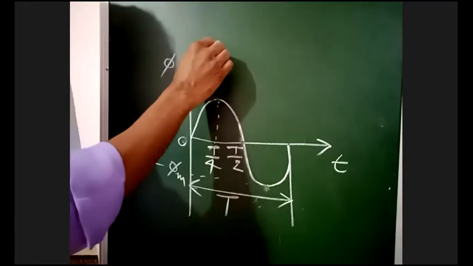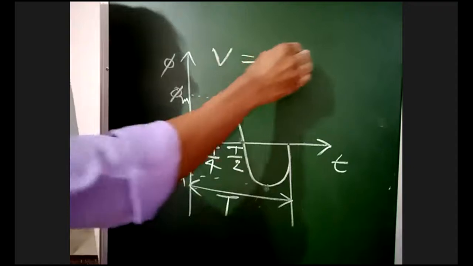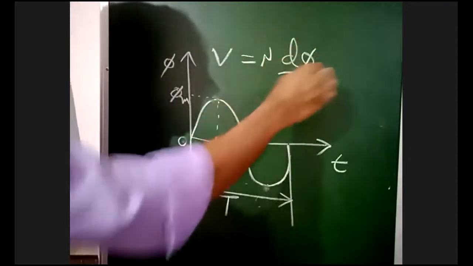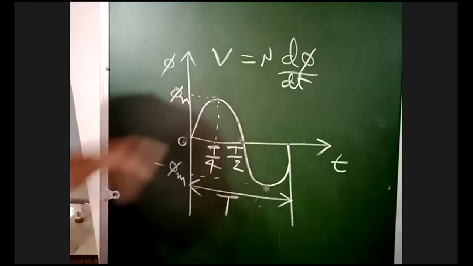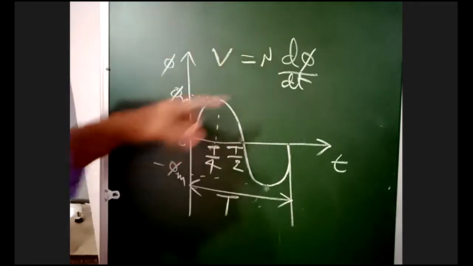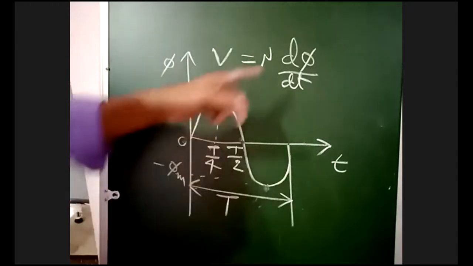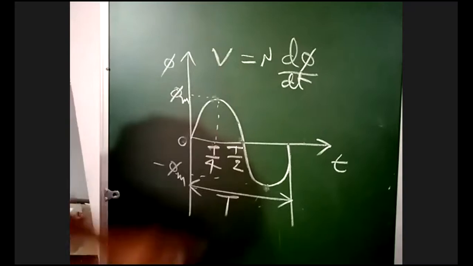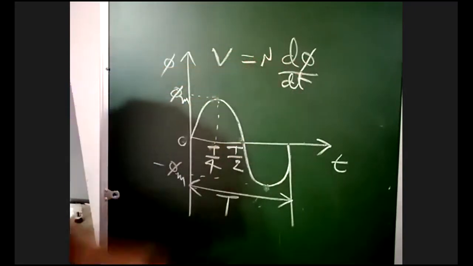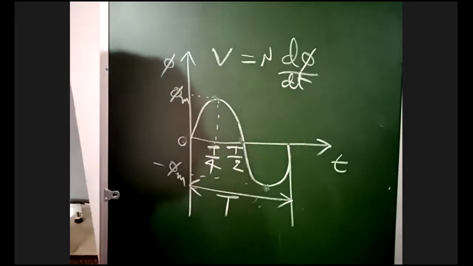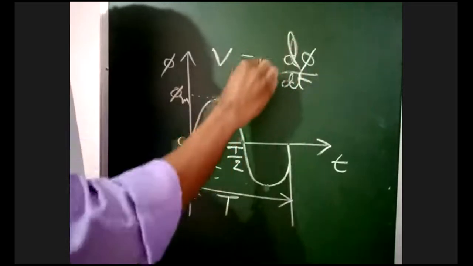Now here, what is the voltage induced? V is equal to N into d phi by dt. Yesterday I told this formula, Faraday's second law. N is the number of turns of the coil. What do you mean by d phi? D phi is called the change in the flux. D means change. Dt means change in the time. For the time being, let us take N equal to 1 turn. Otherwise, take N as the number of turns of the coil.